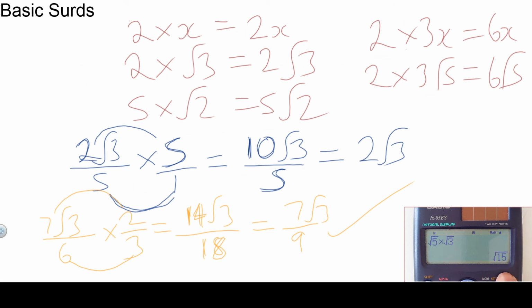So I'll just demonstrate that to you on the calculator. We had 7 root 3 multiplied by 2 over 3. There you go, 7 root 3 over 9 is what we have on our screen.